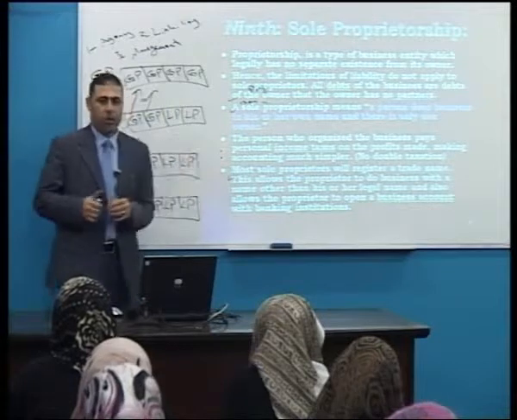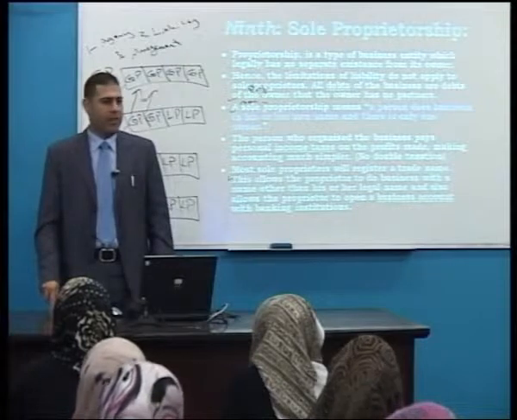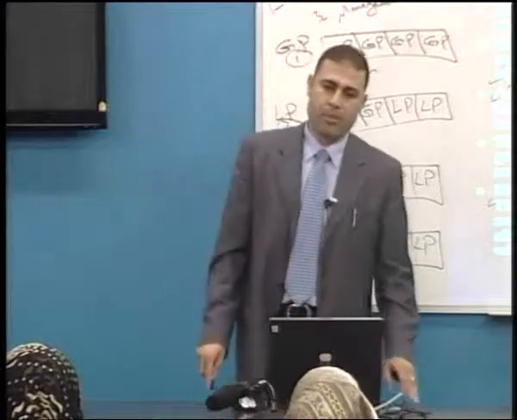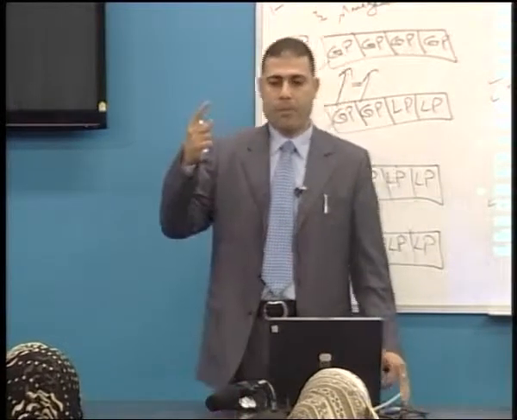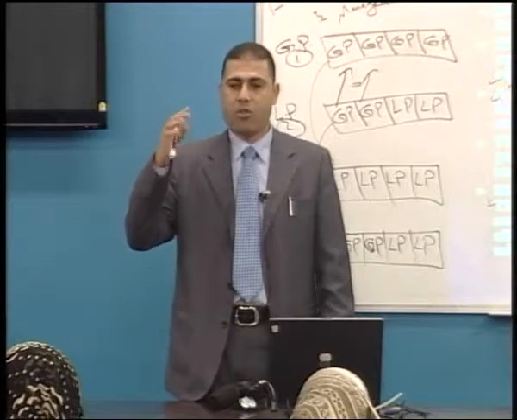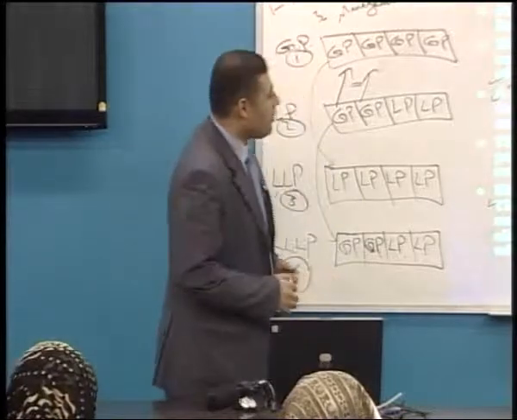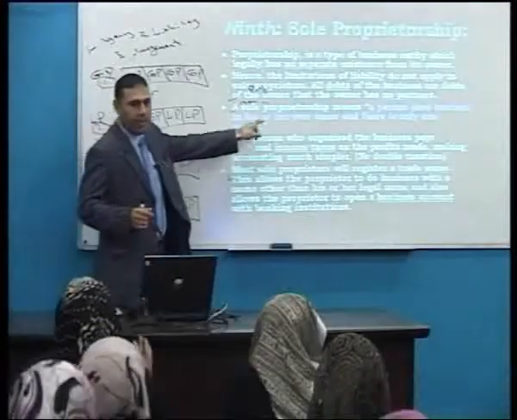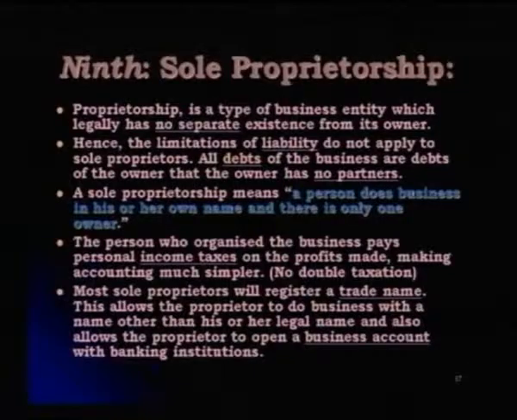Like people you can see in the street, in Gaza City here, how many shops you have? Many of them. Look at Umar Mukhtar Street, for example. Those stores and supermarkets have only one person, and he's the only owner. That is sole proprietorship, sole trader, having unlimited liability. We can define it as: a person does business in his or her own name, and there's only one owner.